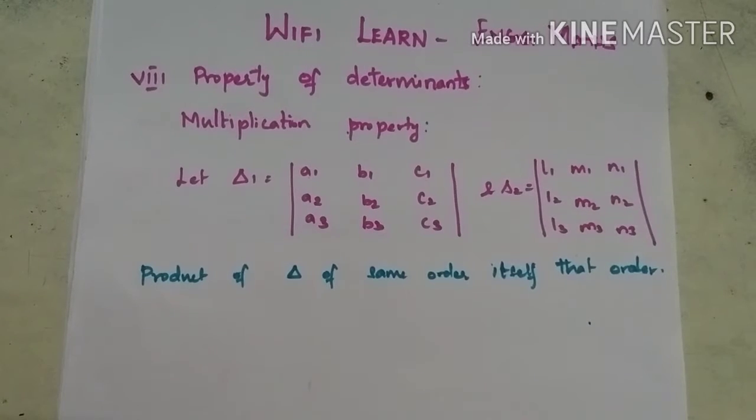We are seeing the topic in engineering mathematics. In the last video, we have seen the topic of properties of determinants. I am left with one more property. We can continue the property and let's see some problems regarding properties of determinants. Okay?